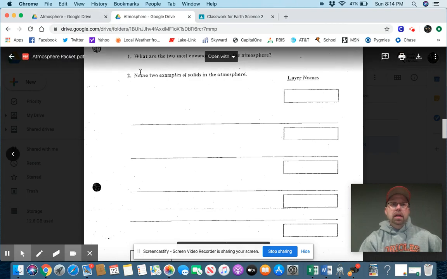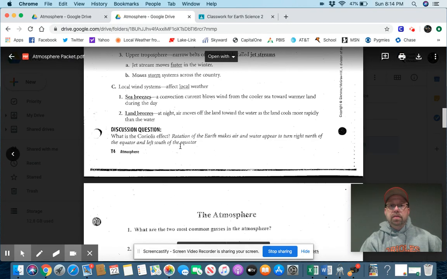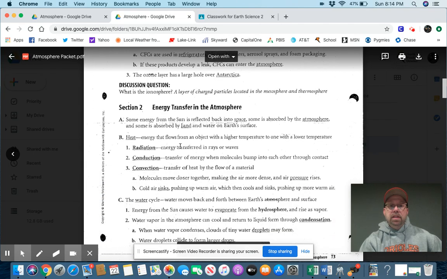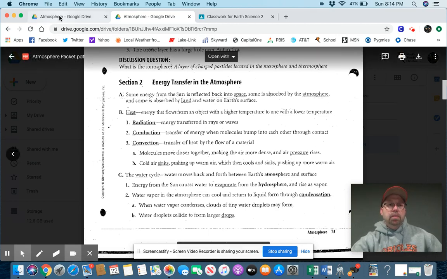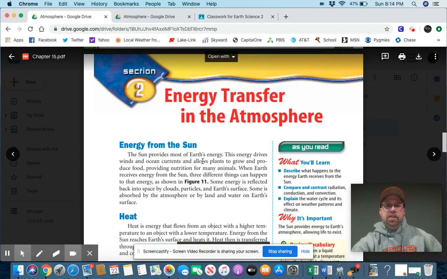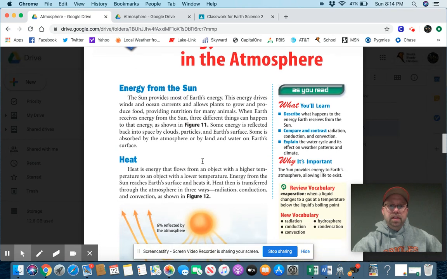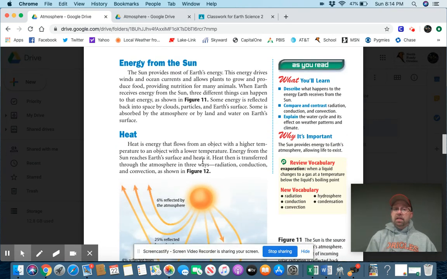All right. In our notes, I'm going to scroll back here a little bit. We're going to touch on this stuff right at the beginning of section 2, energy transfer in the atmosphere. The first thing to understand is that almost all of the energy that we use here on planet Earth comes from the sun. There is some that comes from internal heat from inside the Earth, and also a little bit of radioactive decay creates some heat, but almost all the energy that's used comes from the sun.